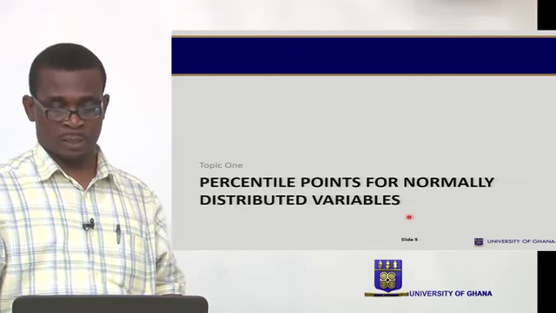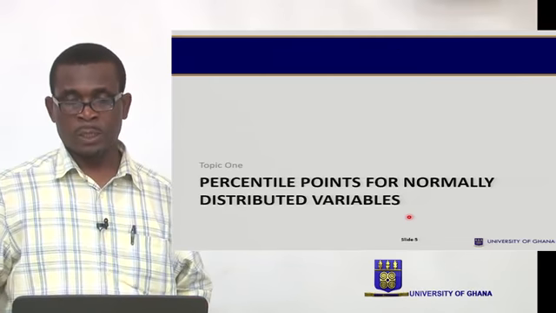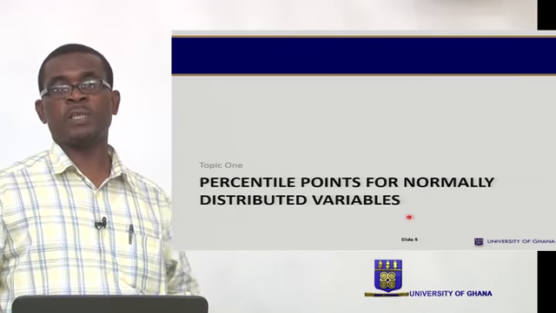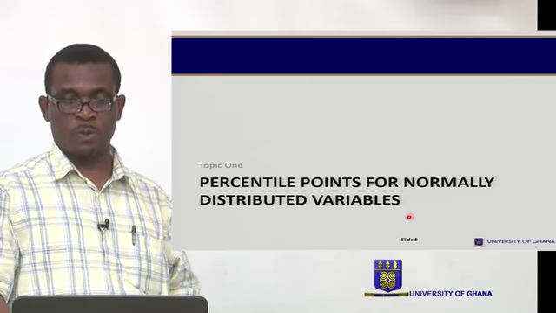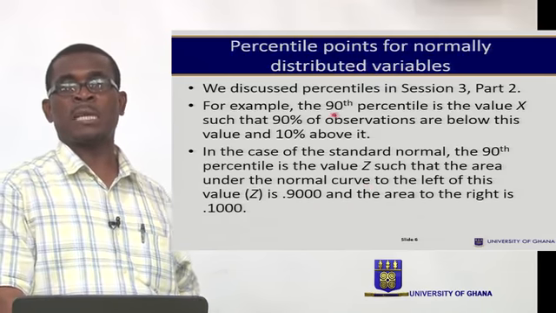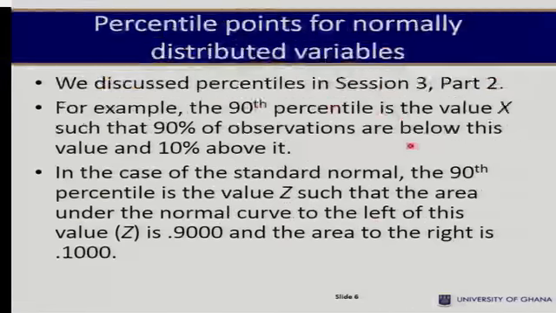Okay, so percentile points for normally distributed variables. You recall that we earlier on discussed percentiles. And we said that when we talk about, let's say, the 90th percentile, we're looking for a value x such that 90% of observations are below this value and 10% above it.